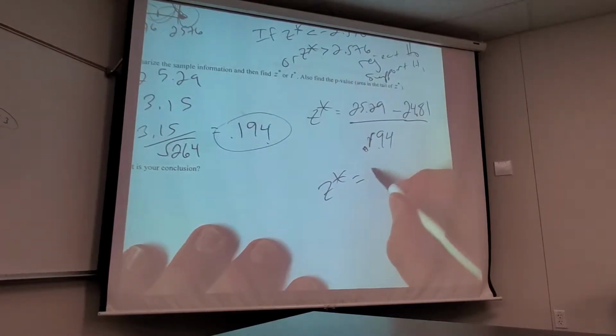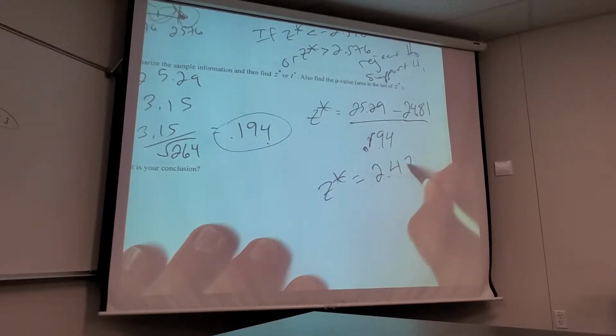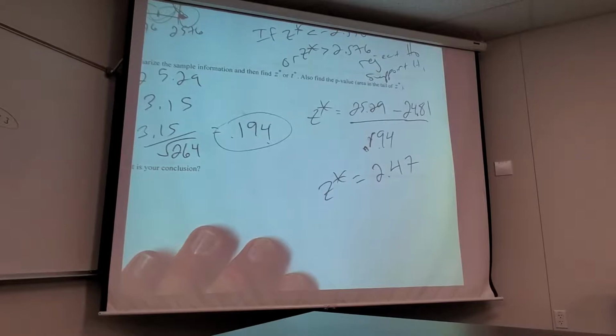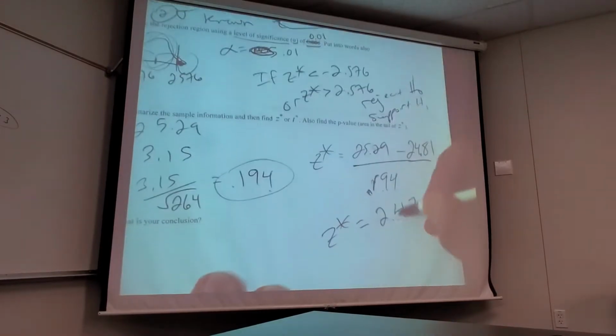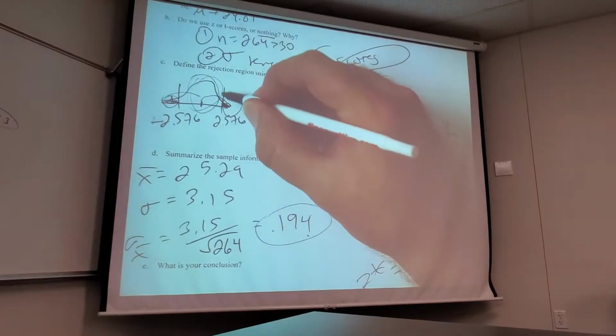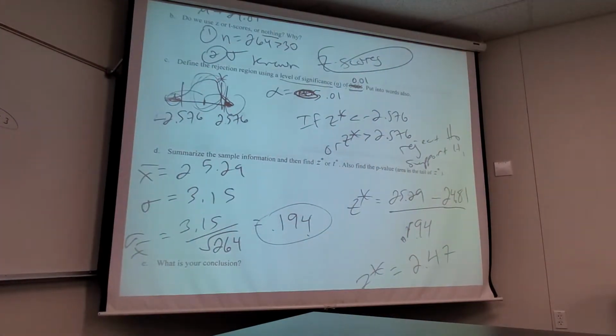And what do you guys get for that? 2.47. Okay. Did we make it far enough away? Nope. That's pretty far away, but we did not make it far enough away. We're right there. The null could be right, because we're in the middle part. We didn't make it far enough away to make the middle part look like it's wrong.